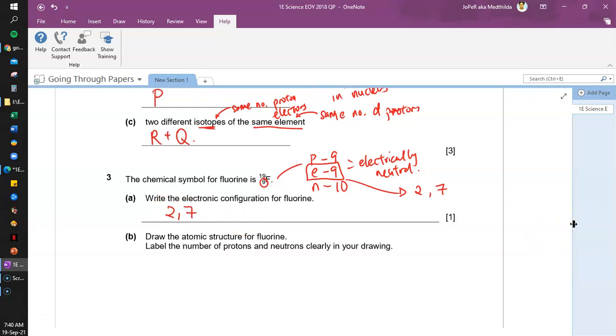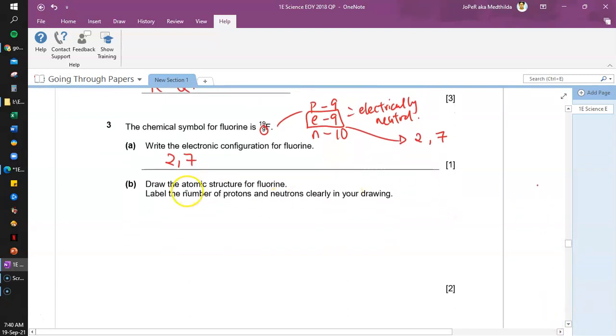Draw the atomic structure for fluorine. How to draw? You know that it is 2, 7, and I want the atomic structure. Therefore, I want to label neutrons and protons properly. So let's draw the nucleus. The nucleus consists of 9 protons and 10 neutrons.